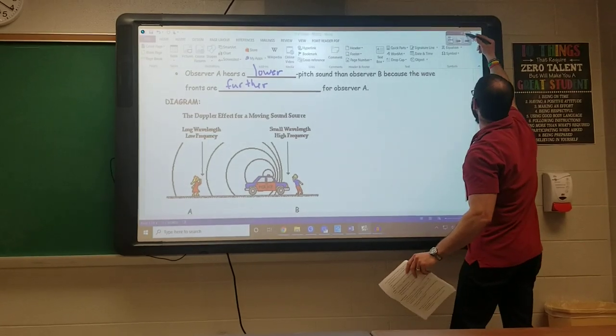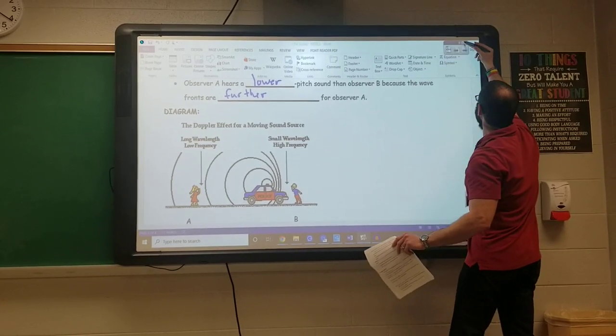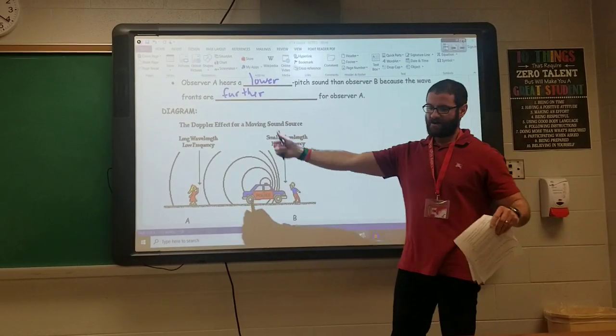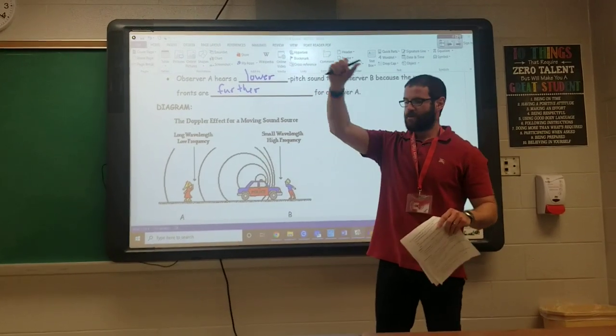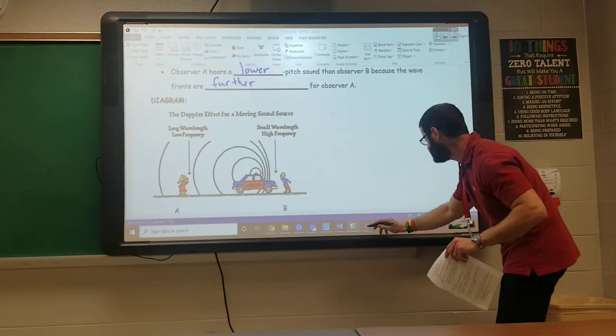So here's what the Doppler effect sounds like. It's going to be as if a siren is moving towards you and then moving away.